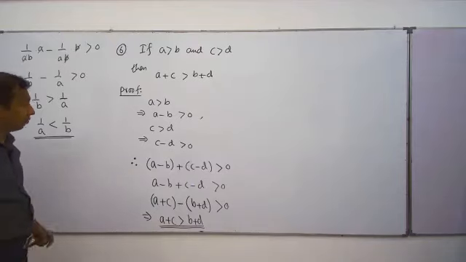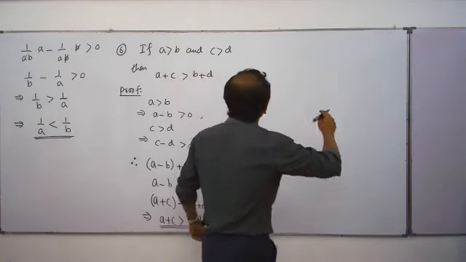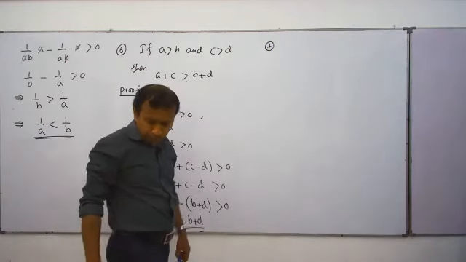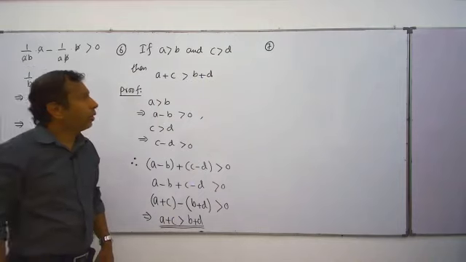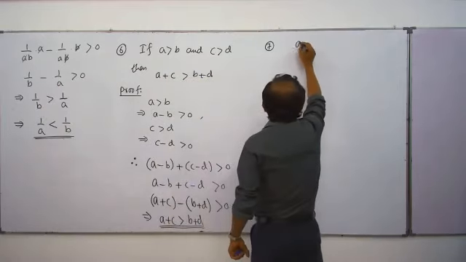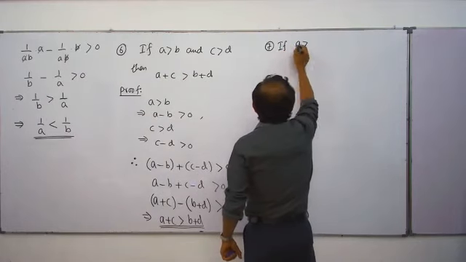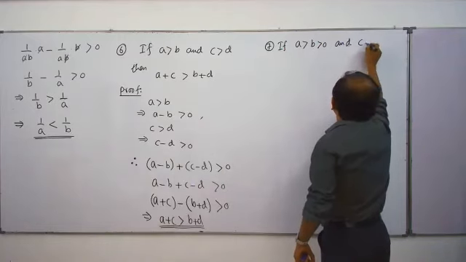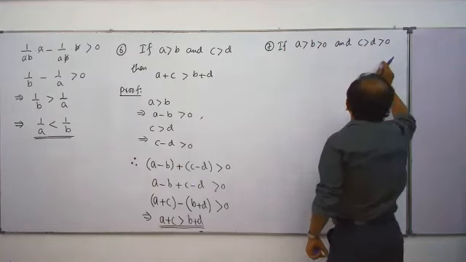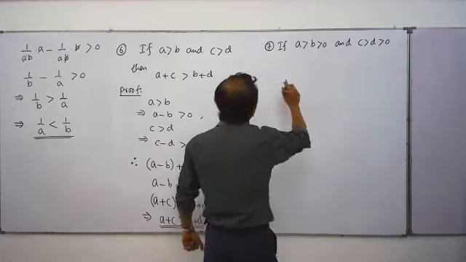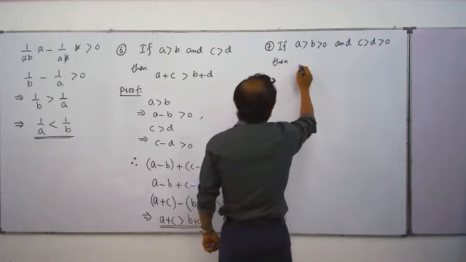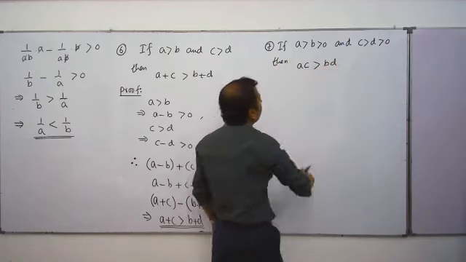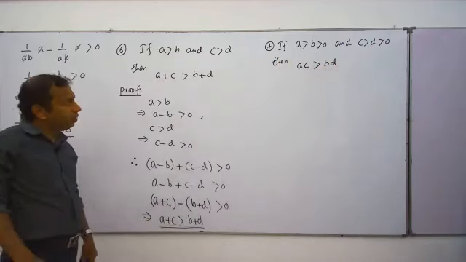Right, now number 7. Number 7 says this: if A greater than B greater than 0 and C greater than D greater than 0, then we can write AC greater than BD.